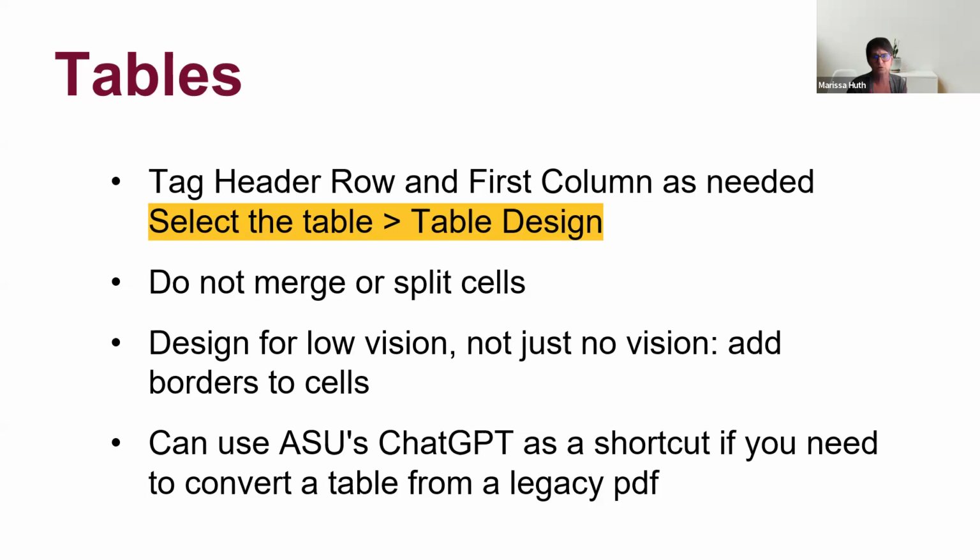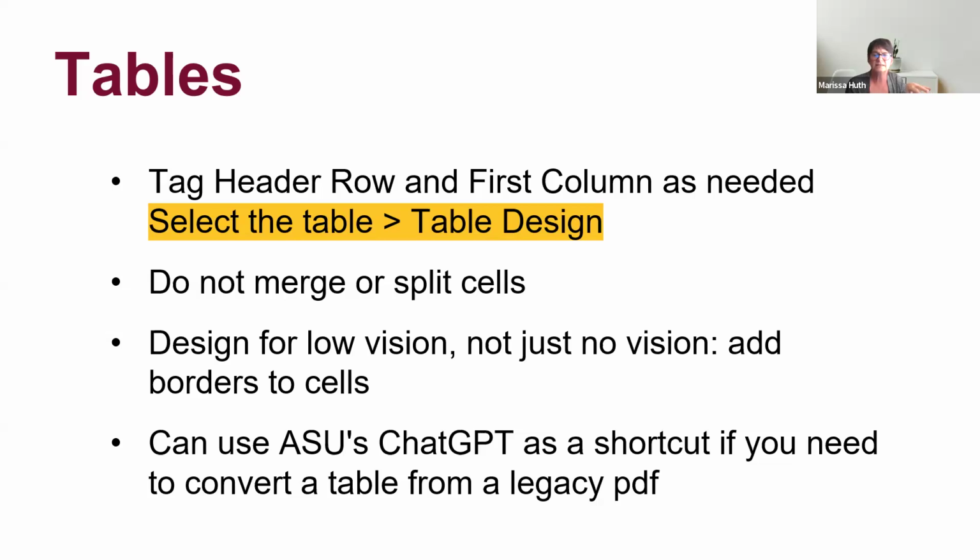Also, do not merge or split cells. If you're working on a legacy document and the original author has done this, which happened to me, what I did, I reset the cells so that they were not merged, and I filled in each cell with the same data. For example, if they had merged 3 cells into 1 cell and it contained the word blue, I altered it to go back to 3 individual cells and each of those contained the word blue.